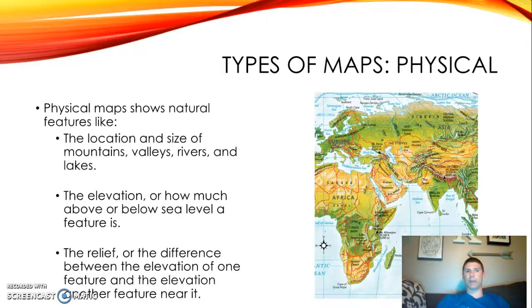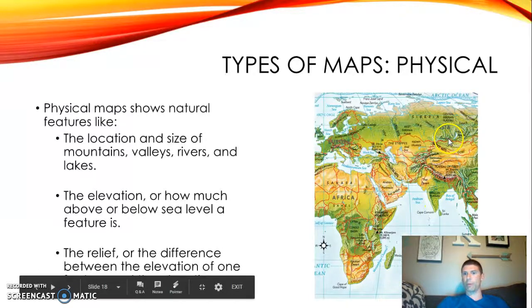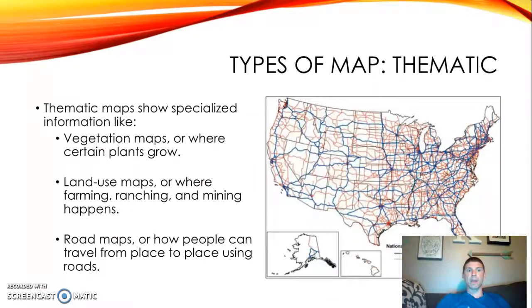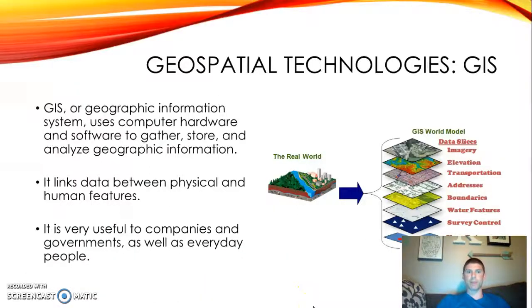A physical map shows all physical landforms, and it especially allows you to see elevation. So you can see, up here and down here, those are very mountainous regions in Asia. So it's great at showing elevation. Sometimes that is called relief. Thematic maps show specialized information. So here we've got highways being drawn out and shown. It can show a variety of different information depending on the type of map that it might be.